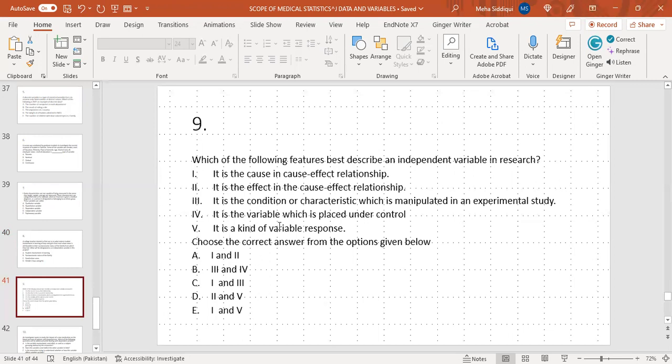Which of the following pairs best describes an independent variable? It is C. The first is that it is the cause in a cause effect relationship, and the third is the condition or characteristic which is manipulated in an experimental study. It is all about the independent variable. So C is the right option.